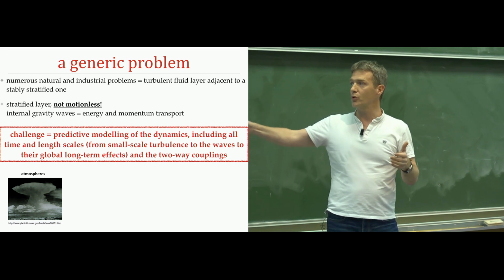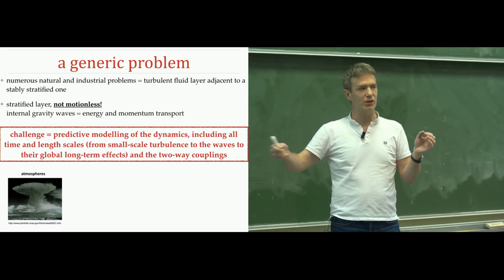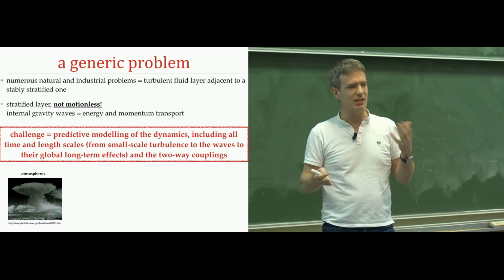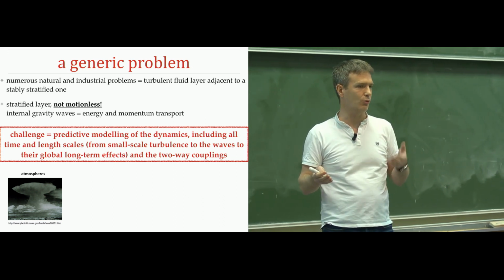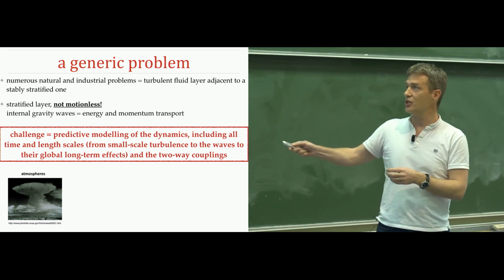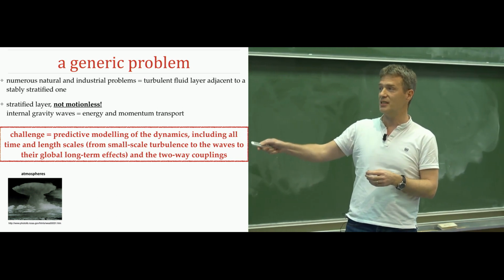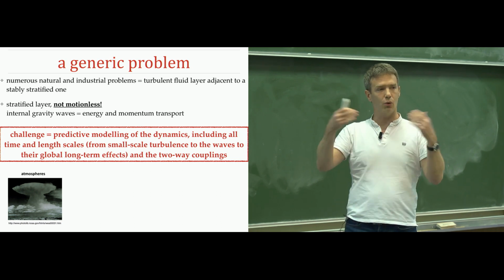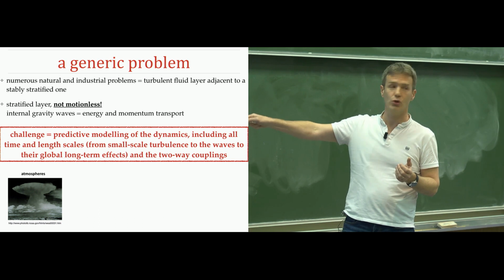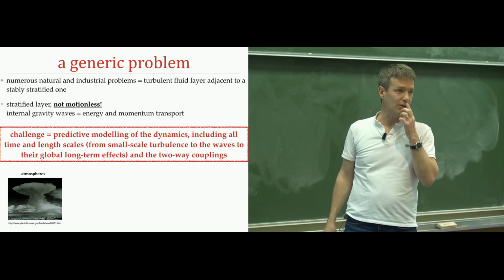So when you want to model this coupled system, you need to take into account all this range of length and time scale. And this is a nightmare for both numerical simulation, modeling, and so on. So the big challenge is to make a predictive modeling of this system with 2 layers, including all time scales, all length scales, and the two-way coupling between the turbulent part and the stratified part.